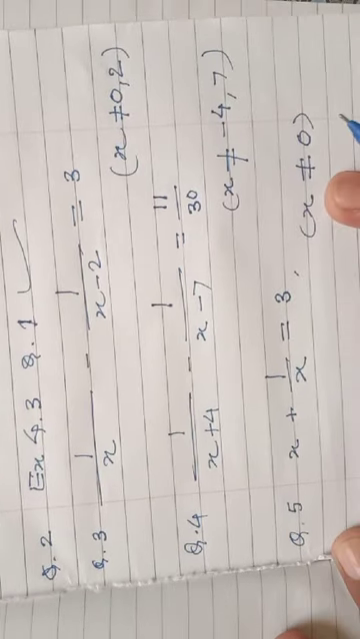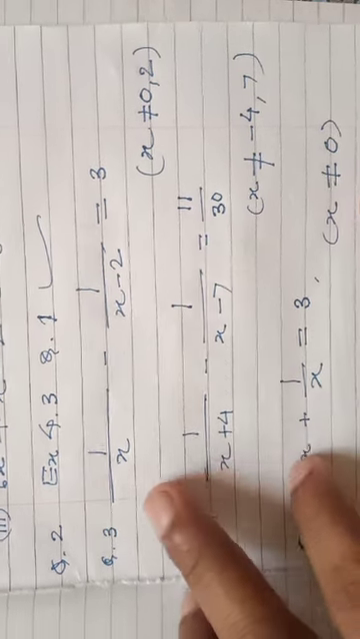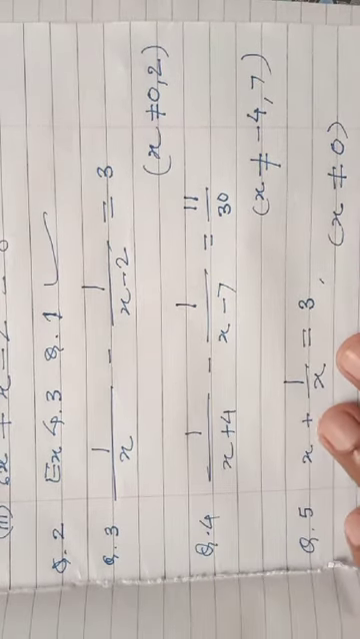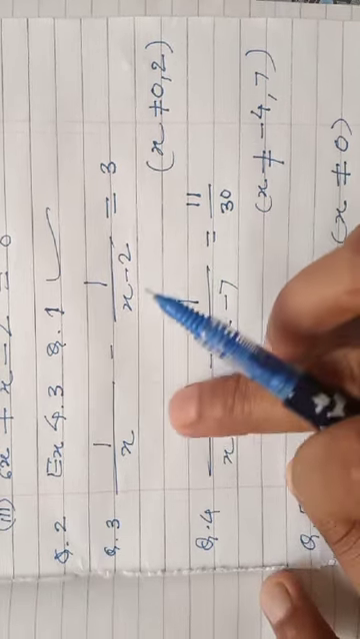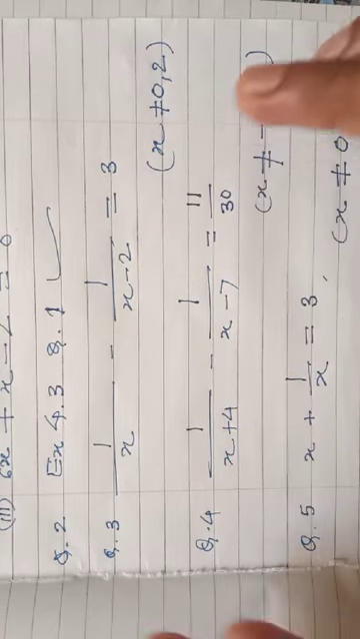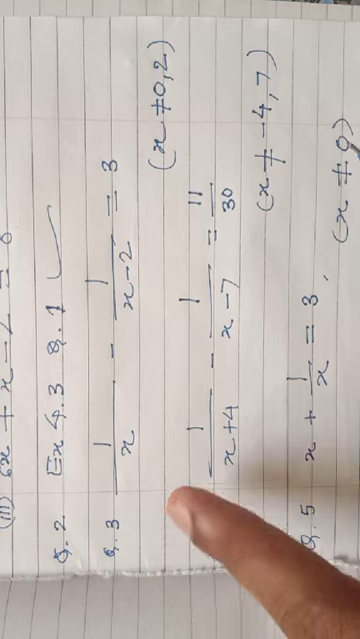Questions number 3, 4 and 5 are something different but easy. How? 1 upon x minus 1 upon x minus 2. The question is not in the form of a quadratic equation, but first you should take the LCM, x and x minus 2. Take the LCM, solve it, then you should get the quadratic equation.